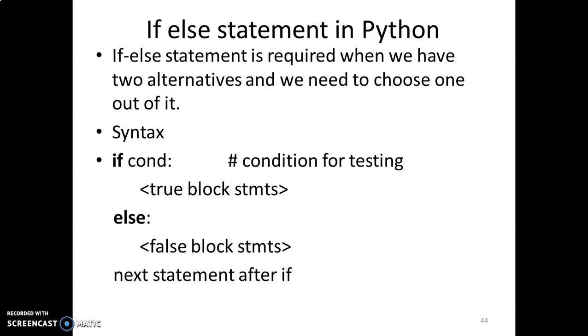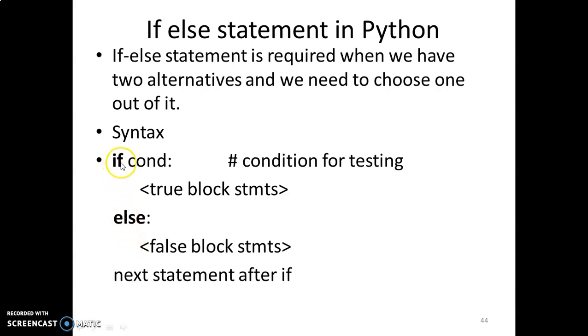Obviously, the if-else statement is required when we have two alternatives and we need to choose one out of them. So the syntax for if-else would be like this. We have an if which is followed by a condition which we require to test, and if this condition is true, then the statements which are indented here, which we can call the true block statements, would be executed, and after that the else block or the false block statements would be skipped, and the next statement after the if block would be executed.